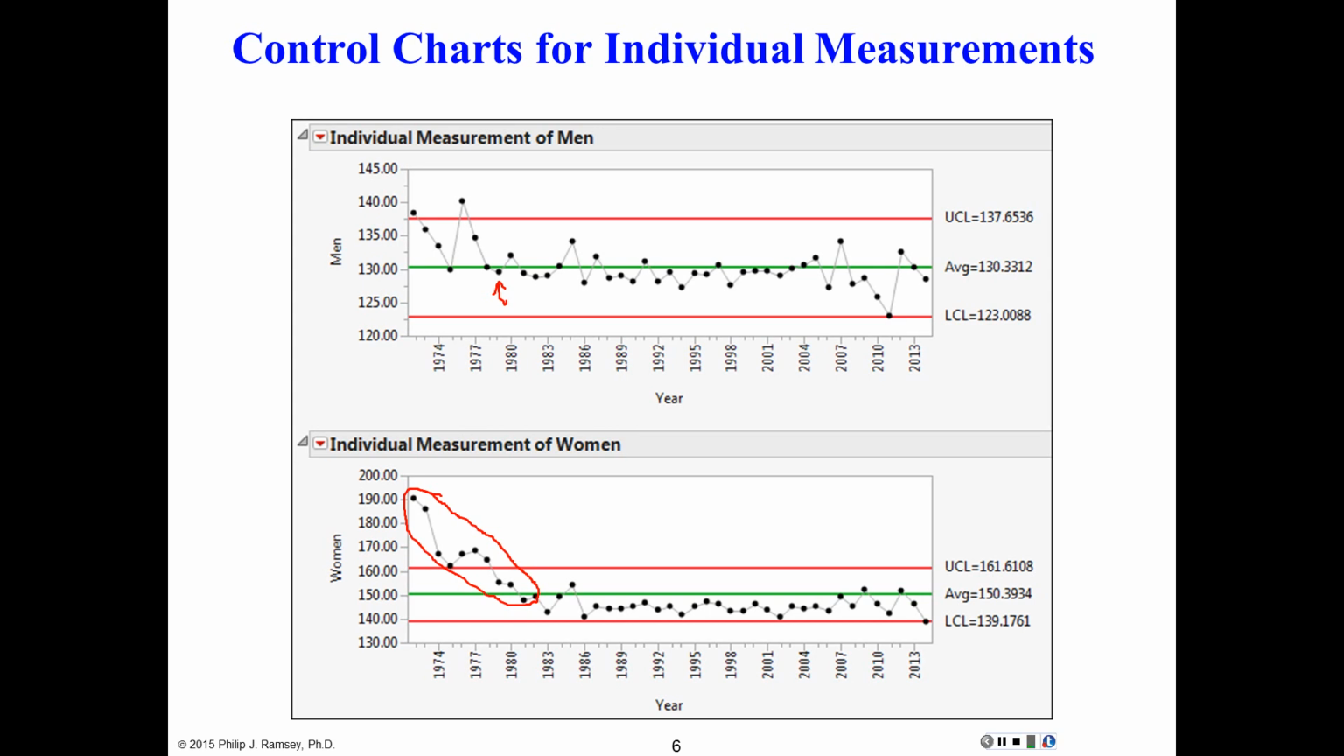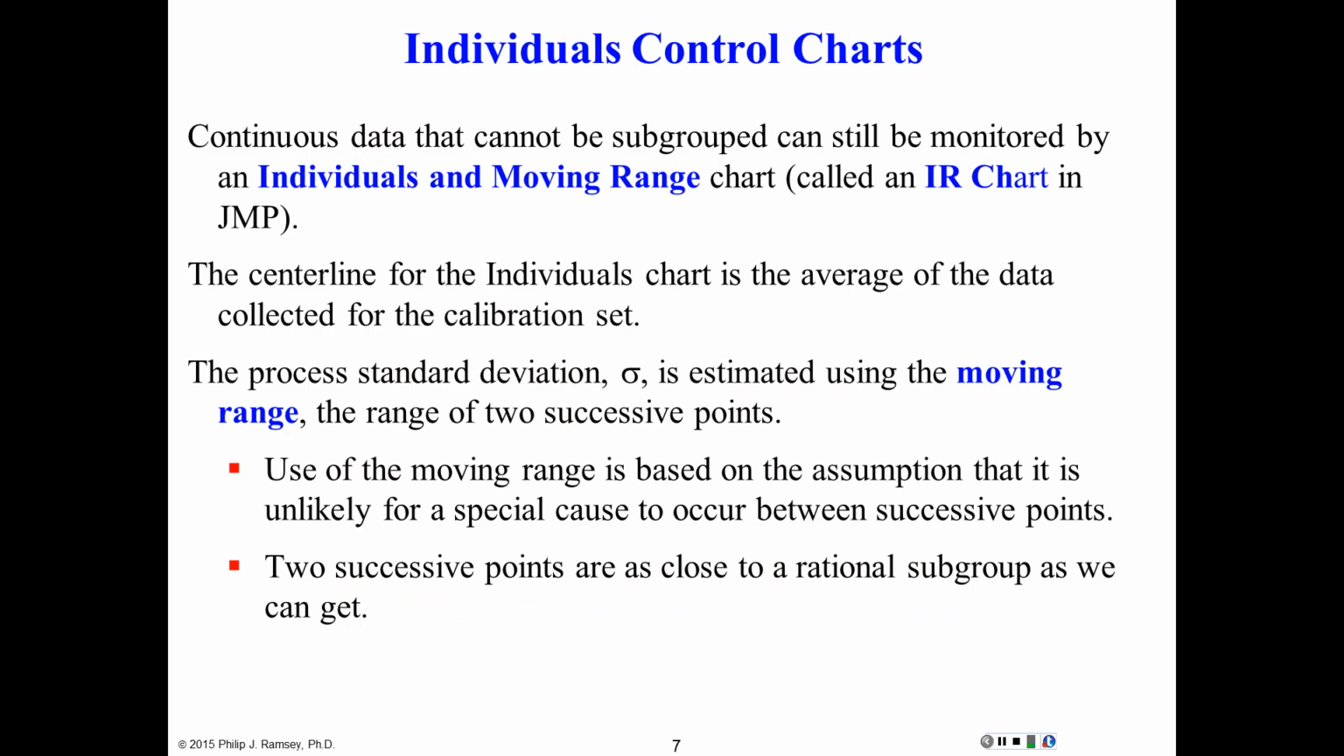Okay. So it is kind of interesting, and I just show this for an example, but it is a case where we are tracking individual measurements. We'll talk about how to construct the chart. The problem with individuals charts is there's no rational subgroup. I get one measurement at each time period, so how do I calculate the range or the standard deviation? I've only got one measurement.